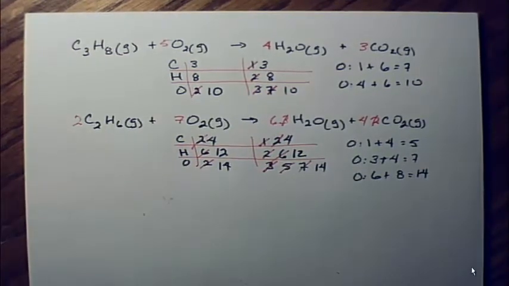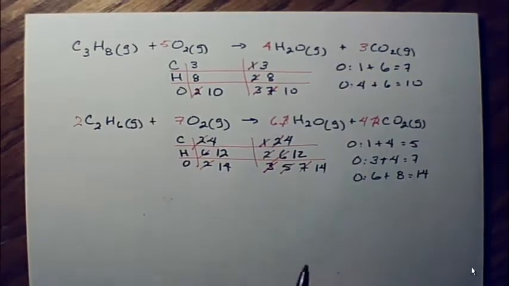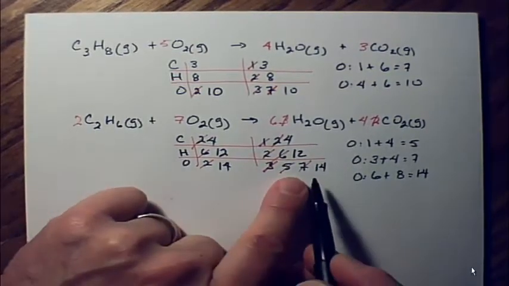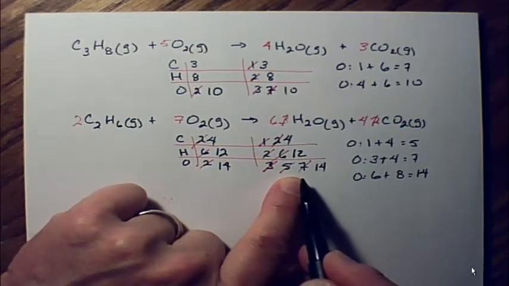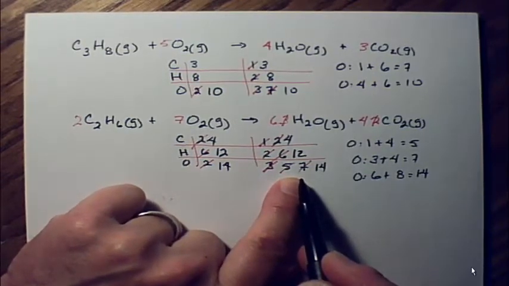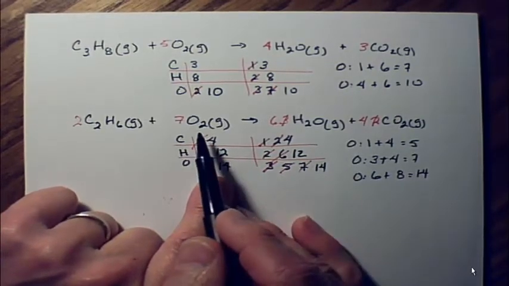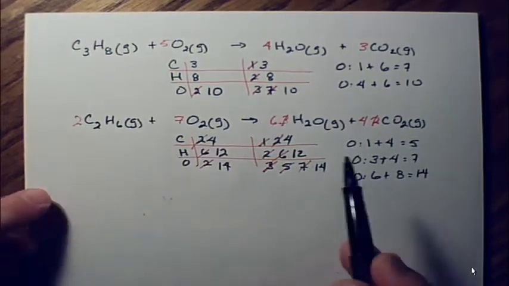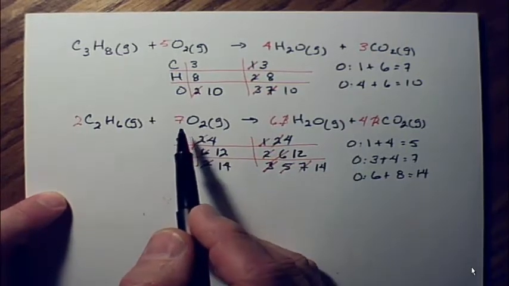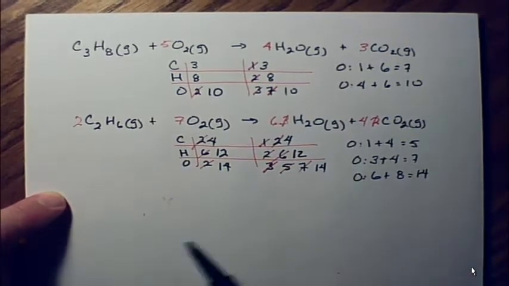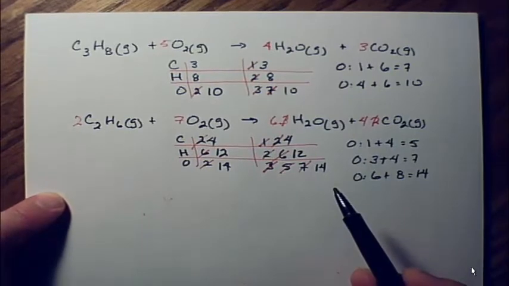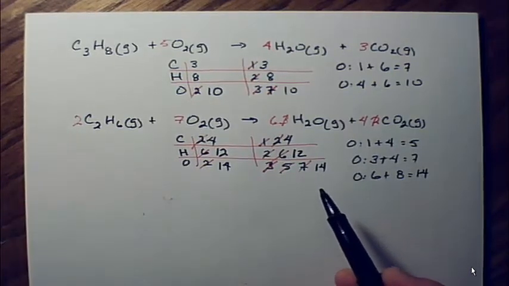All right, does that make sense? So here's the trick. It's not really a trick, just a helpful tip. If you run up against a situation where you've got an odd number of oxygens on one side, this usually happens on the right side, and an even number of oxygens on the left because of an O2, then multiply all the coefficients except the one in front of oxygen by 2 and finish the process. Got that?